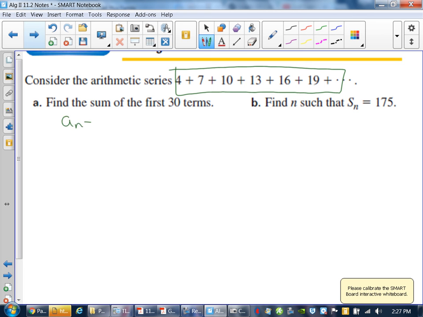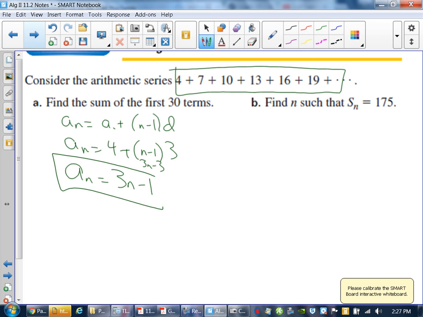So your nth term is first term plus n minus 1 times the difference. What's the first term? What's the common difference? So your nth term is 4 plus n minus 1 times 3, 3n minus 3, so it's going to be 3n plus 1. Okay? That gives me my nth rule. I always start by doing that because I'm going to need it eventually anyway.